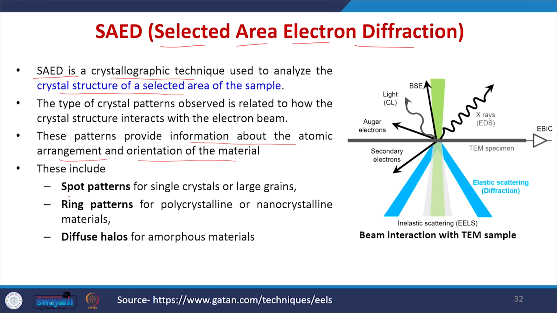These include spot patterns. If your sample is a single crystal, you get the spot patterns, and if your sample is polycrystalline, you get the ring patterns, and if the sample is amorphous, you get the diffuse halos. So, let us see the diffraction pattern with some of the examples.